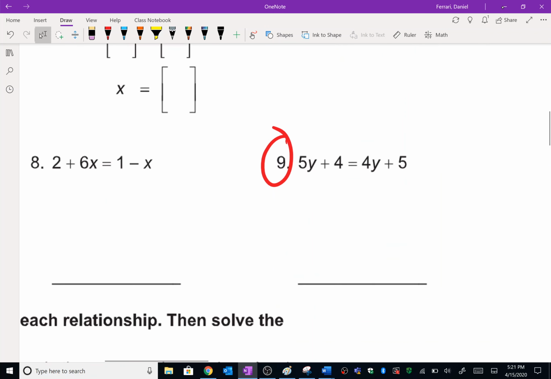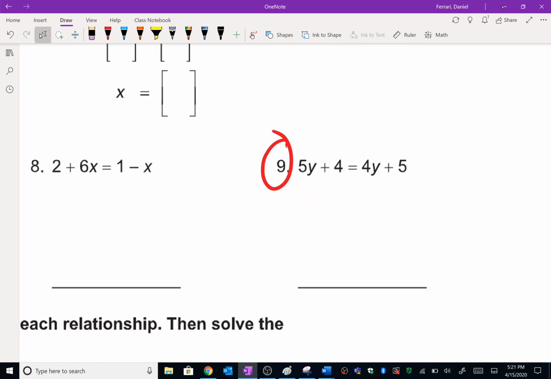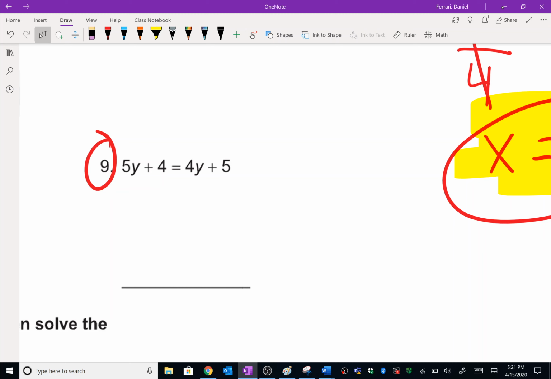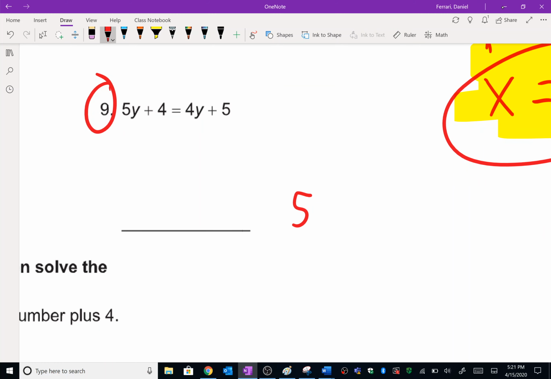All right. Looking down at number 9. Okay, so this one's going to be very, very similar. And again, I'm going to just pull to the side a little bit, give myself just a little more room to work with. 5y plus 4 equals 4y plus 5. Okay, and again, remember, the first thing I want to look at is I want to make sure that I only have one variable on one side of the problem.